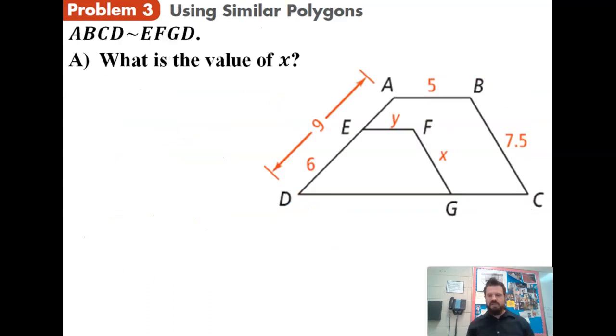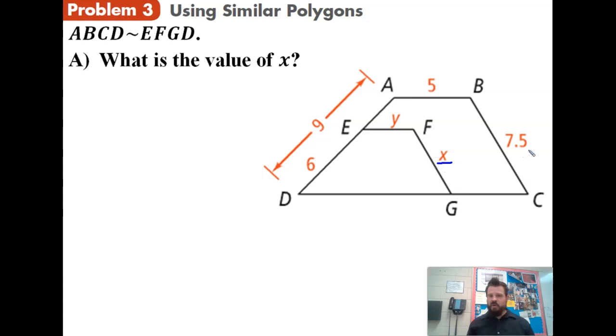All right, so let's start using similarity to do some problem solving. Problem 3 says that ABCD is similar to EFGD, and we want to know what's the value of x. So I have two similar trapezoids, a bigger one and a smaller one. We know some of the side lengths, and it looks like we want to solve for x and y. We'll start off with the x.